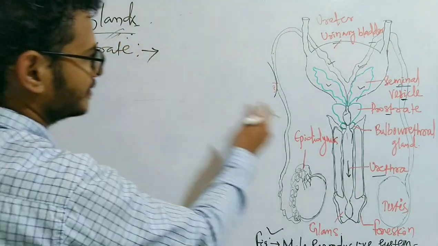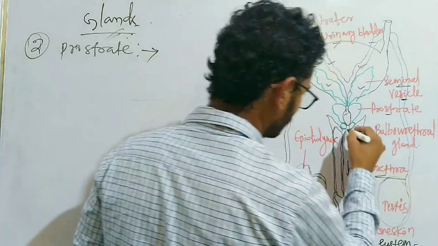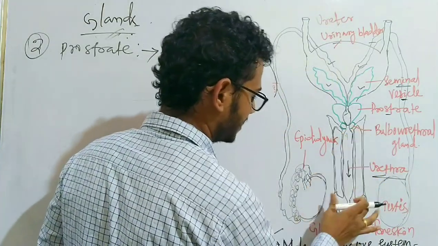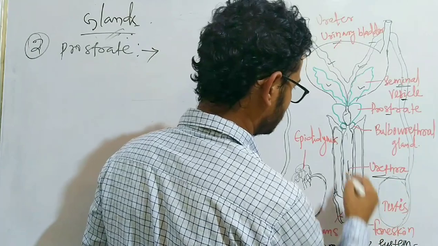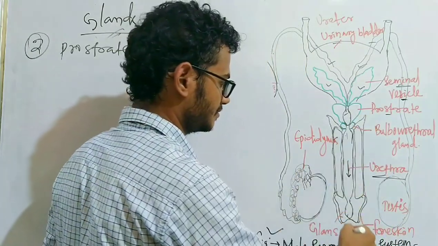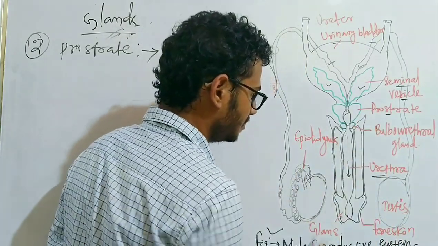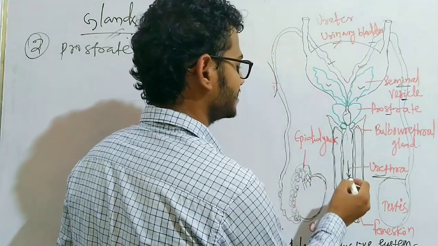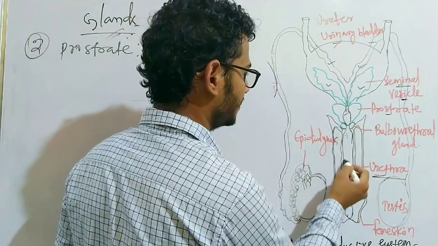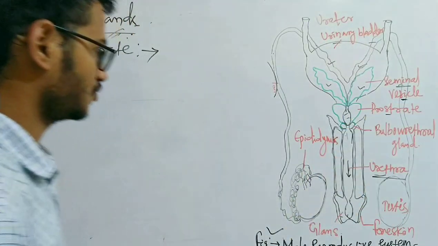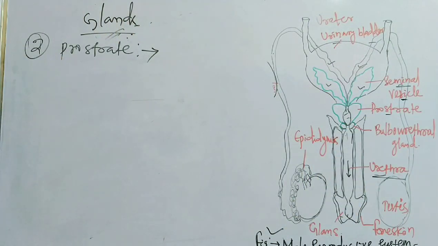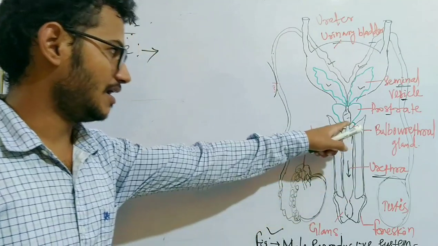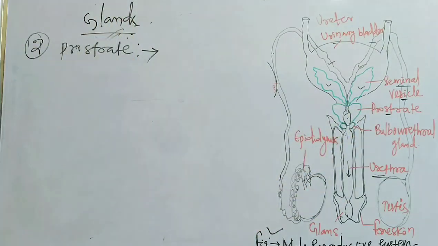It is present anterior to the urethra. This is the urethra, this long tube, inside the structure which is called the penis, the copulatory organ of male. Inside the penis, the urethra is present, and this urethra starts after the ejaculatory duct. So at the base of the urethra, the gland prostate is located.